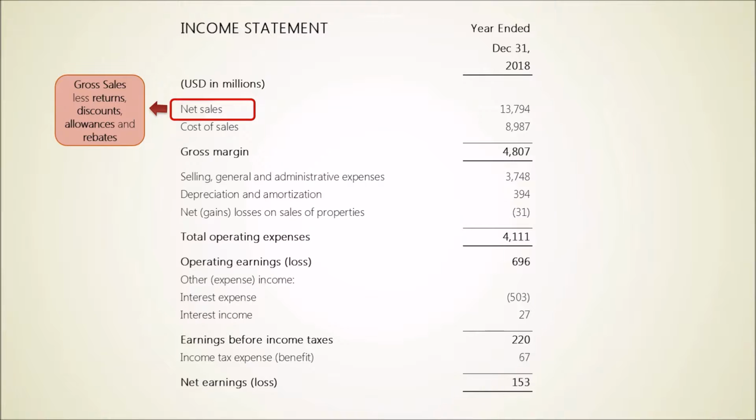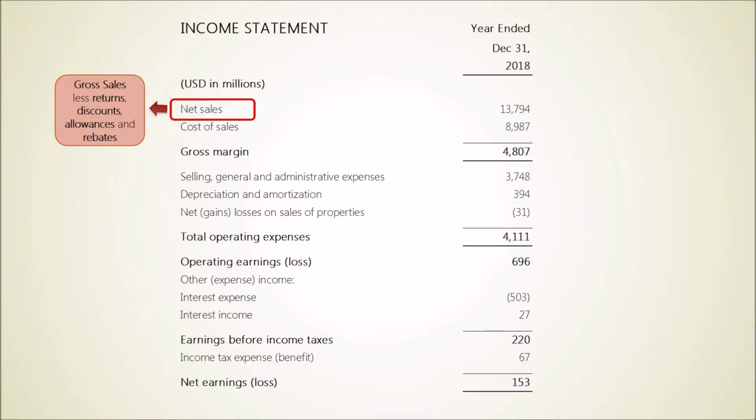The first item on an income statement is net sales. What is net sales? It is gross sales less returns, discounts, allowances, and rebates. The company sells products. The price that the customers pay or have to pay is gross sales. This is then reduced by items like returns, discounts, allowances, and rebates.